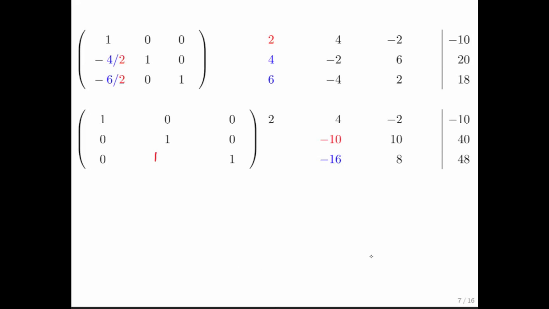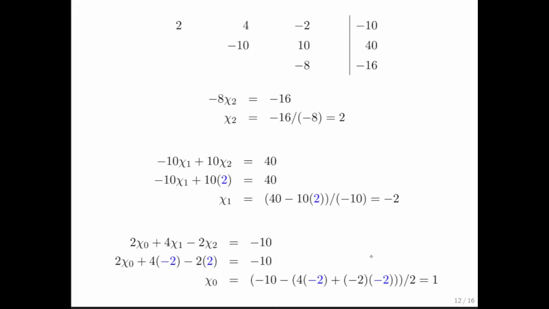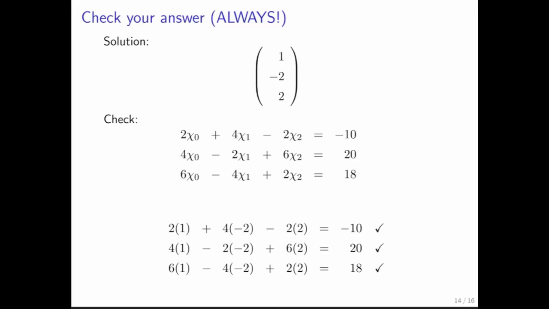We can compute our multiplier to be minus 16 divided by minus 10, but we need to take the negative of that. And when we then multiply that, we get the upper triangular appended system that we wanted. And then we do our back substitution again, and we check our solution again.